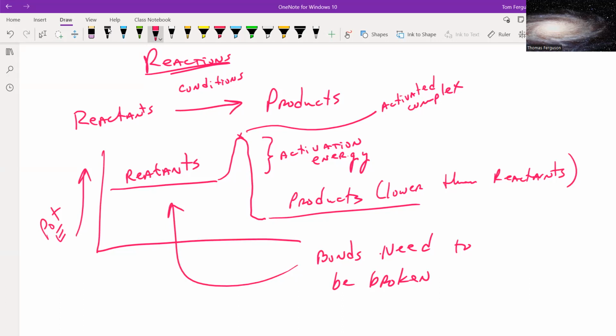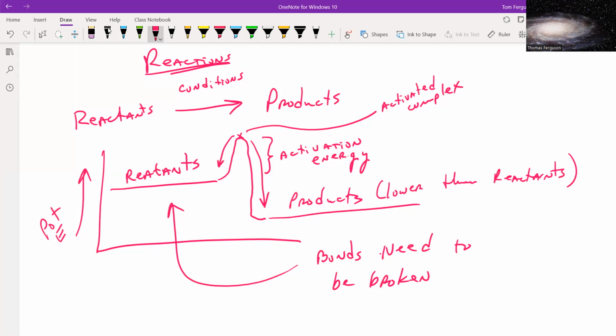Now, which is more stable? Well, remember, high potential energy is not stable as opposed to low potential energy. Well, there's two pathways for lower potential energy. We can go to the left or we can go to the right. So what happens is some reactants are reformed and others go to products.